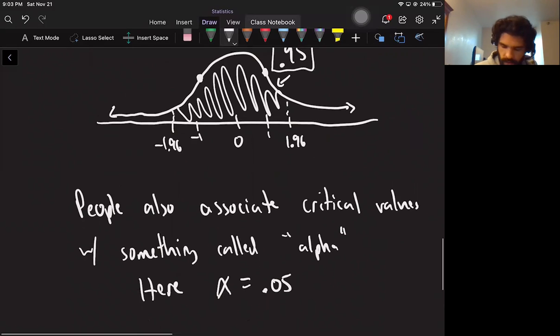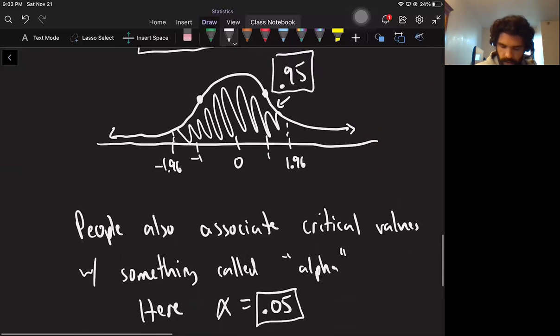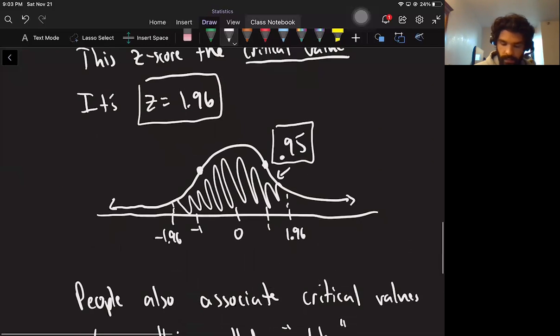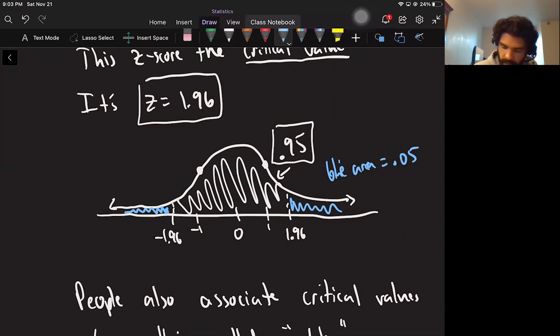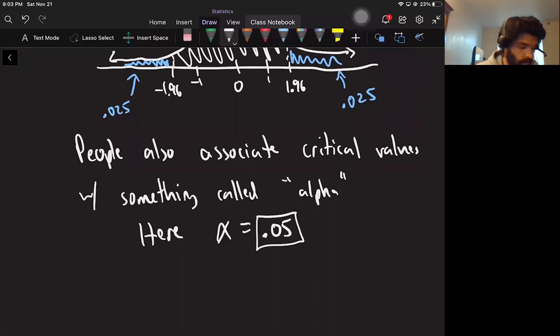So how are these two numbers related? You might be able to see it right now. They add up to 1. So the alpha level is just the rest of the area, how much area there is total on the outside of these two z-scores. So the blue area is 0.05 of the area, which also means, by the way, that this side is 0.025 and this side is another 0.025 because it's symmetrical. So that's always what alpha is.